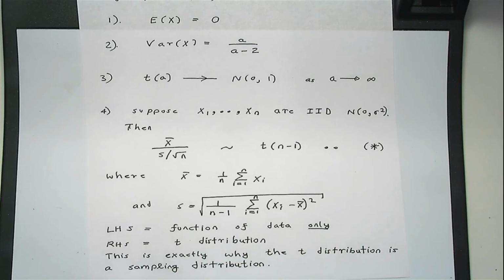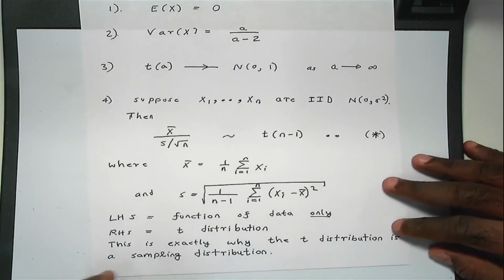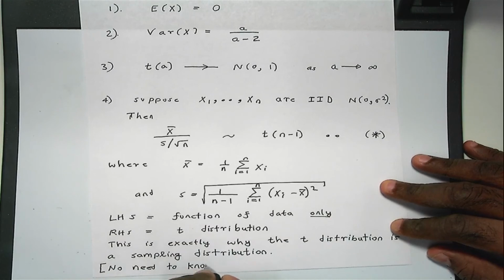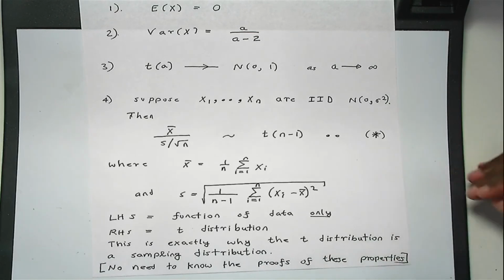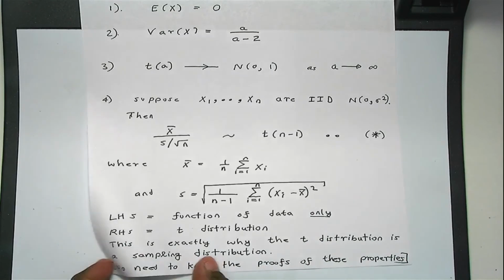Right? Okay. So that's property 4. So these are the 4 properties I would like you to know for the t-distribution. Once again, I don't expect you to know the proofs of any of these properties. So let me write this down. Need to know the proofs of these properties. So I expect only you to be able to apply these properties, not try to prove them. All right. Just to complete this video, I will just do one example.